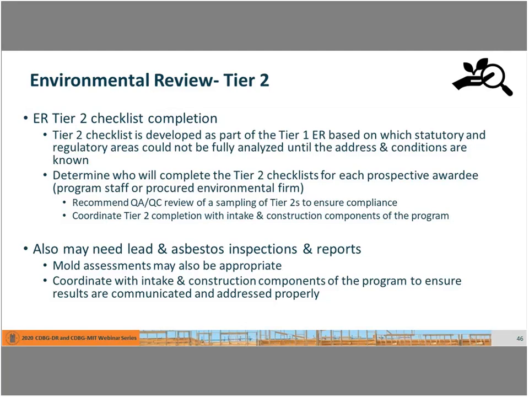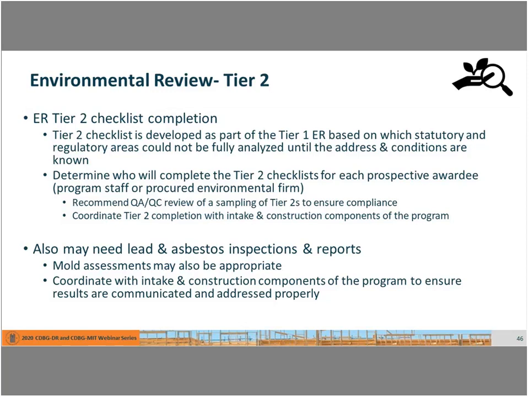So that Tier 2 checklist could have anywhere from 2 items to 10 or 12, depending on which environmental areas were not able to be cleared or completely complied with at the Tier 1 phase. So here you'll utilize that checklist. We've seen lots of different models where the Tier 2 checklist is completed by damage assessors or construction inspectors, separate environmental experts on staff or on a firm that's been procured, or even, in some cases, intake staff. So it really depends on what works best for your program.